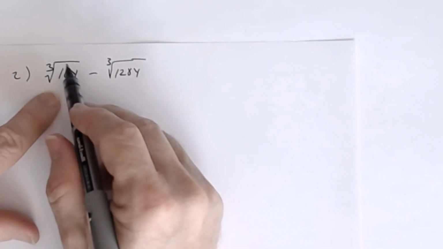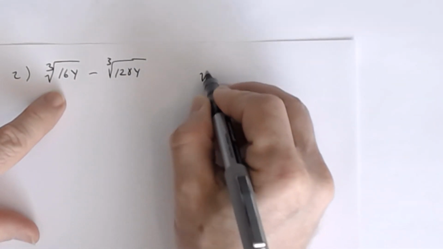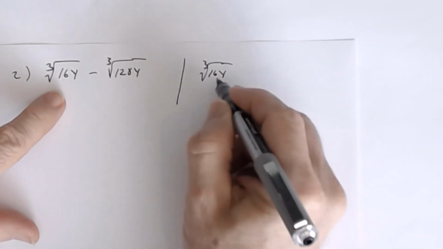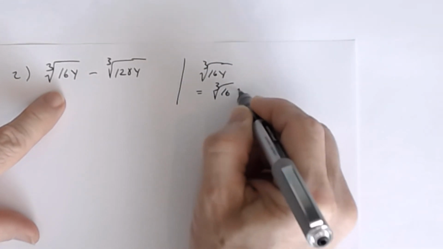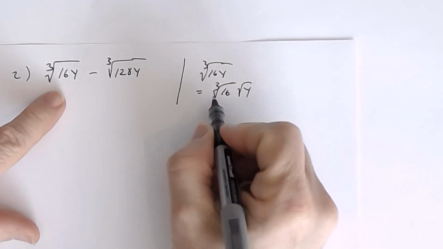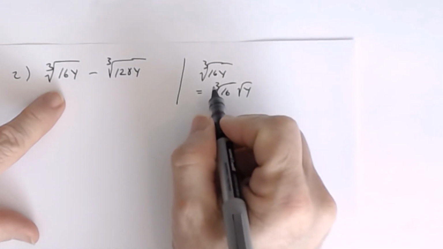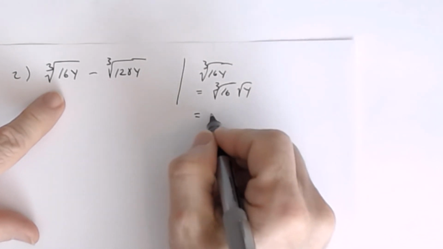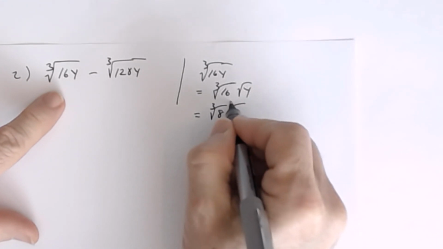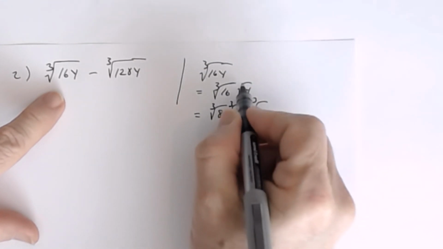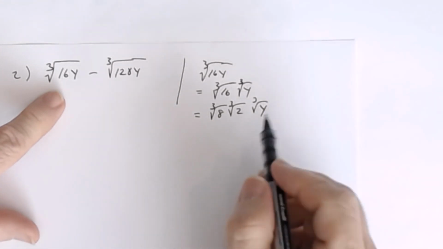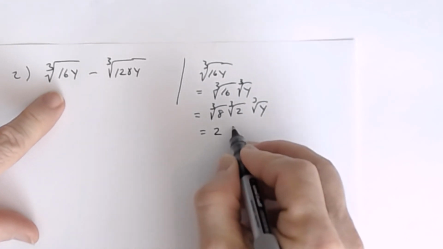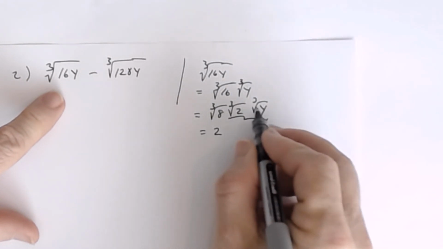Let's go off to the side and figure out what the cube root of 16y is. By the product property, I can rewrite this as the cube root of 16 times the cube root of y. Now remember, you're dealing with a cube root, so you have to think about the largest perfect cube that goes into 16, and that's 8. So I can rewrite this as the cube root of 8 times the cube root of 2 times the cube root of y. Simplifying what I can, the cube root of 8 is 2. And I cannot simplify these any further.